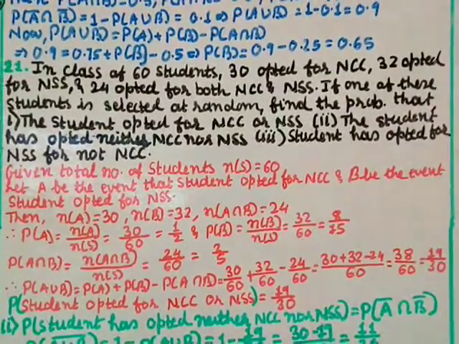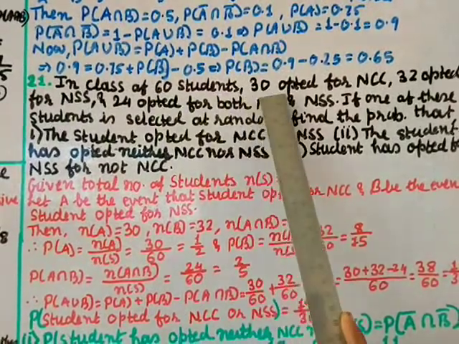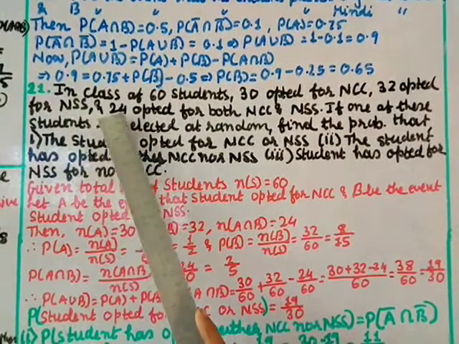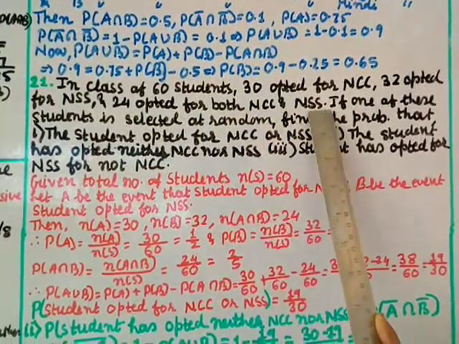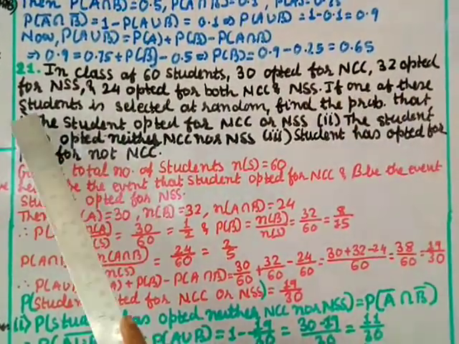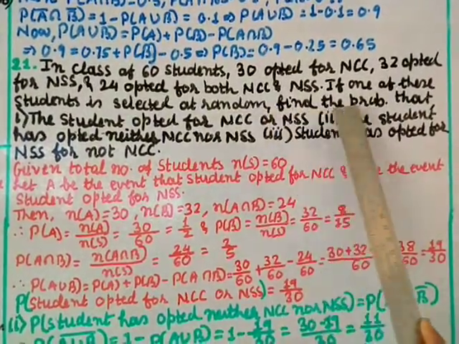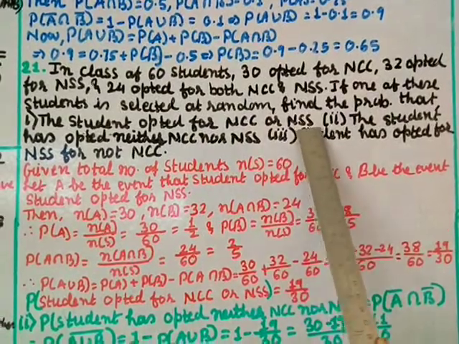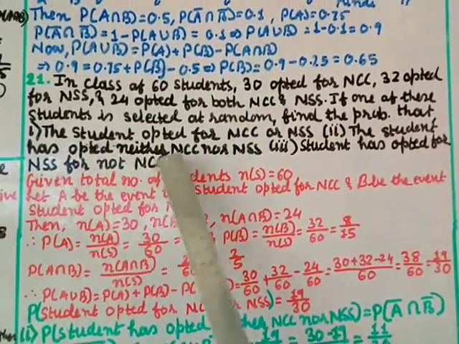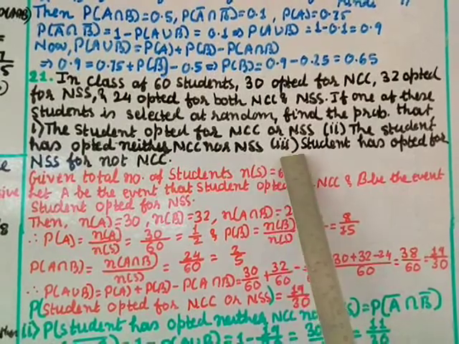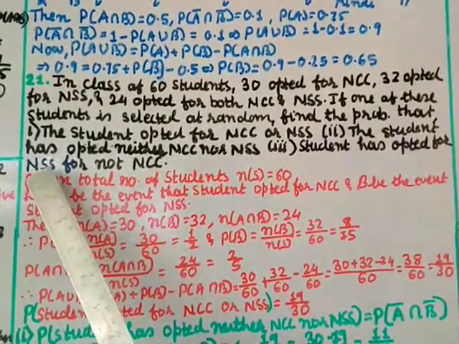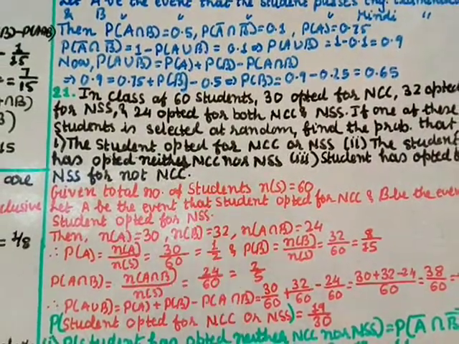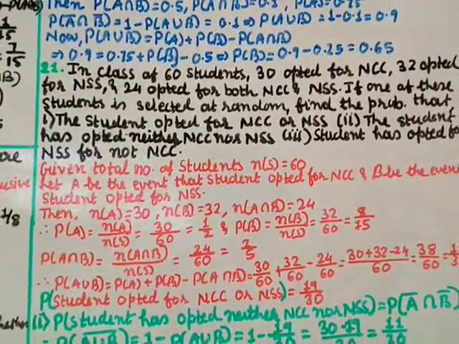Question number 21. In a class of 60 students, 30 opted for NCC, 32 opted for NSS and 24 opted for both NCC and NSS. If one of these students is selected at random, find the probability that number 1, the student opted for NCC or NSS. Number 2, the student has opted neither NCC nor NSS. Number 3, the student has opted for NSS but not NCC.